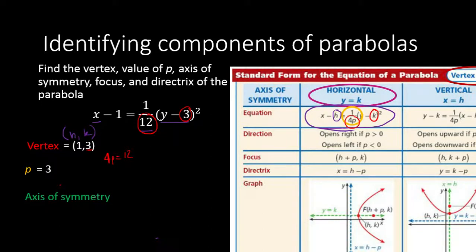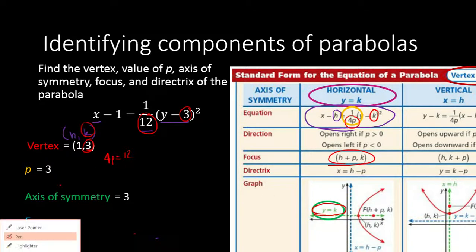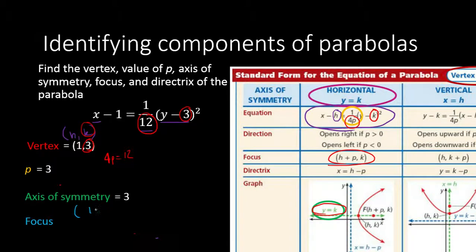My axis of symmetry, well, this is the only one we have to consult the chart for: y equals k. Well, I already found k. K is equal to 3, so my axis of symmetry is y equals 3. Focus. Focus is h plus p, comma k. H is 1, p is 3, so h plus p is 4, and k is 3. So I get 4, 3. Finally, my directrix is x equals h minus p. H is 1 minus p is 3. My directrix, x equals -2.